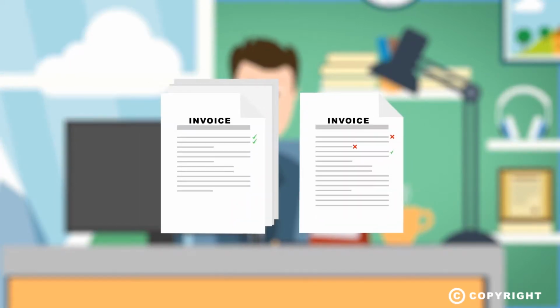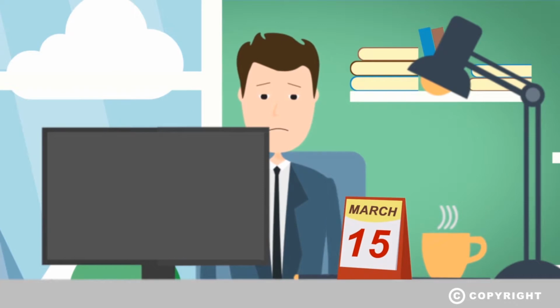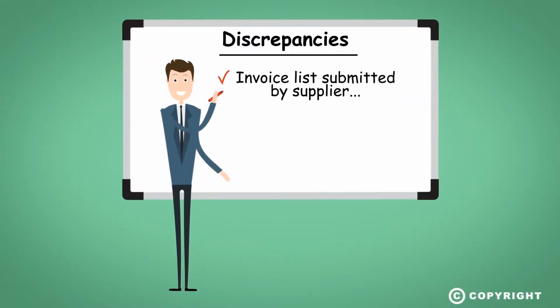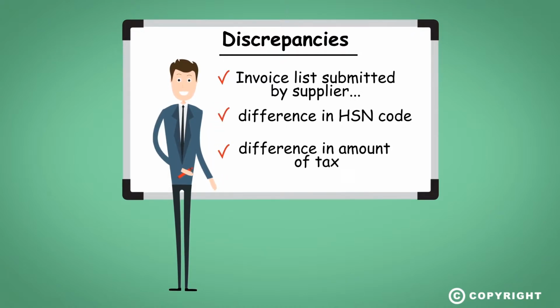Discrepancies of various types can arise. The invoice list submitted by the supplier and Lokesh does not match. There is a discrepancy in details provided by Lokesh and the supplier for the same invoice: a difference in HSN code, a difference in the amount of tax, etc.